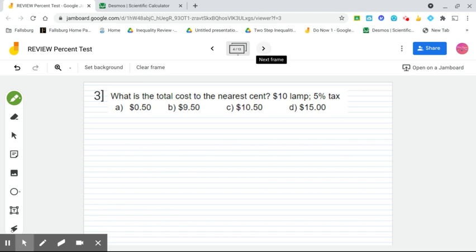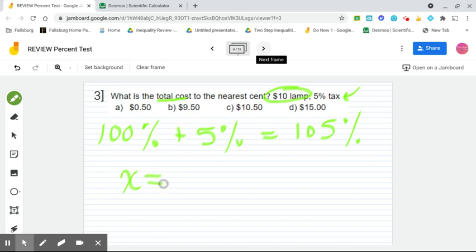Number 3, what is the total cost to the nearest cent? We have a $10 lamp with 5% tax. Since we're finding the total cost, you can use, again, either method 1 or method 2. I'm going to use method 2 here. So we have 100% plus tax is an additional price, right? So we're going to add 5%, and we get 105% as our answer. Now we really want to find 105% of this $10.